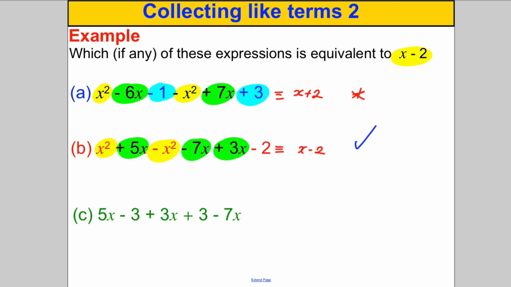And the last one, we've got 5x and we're going to add 3x, which is going to be 8x, and we're going to take away 7x, which is going to be a single 1x. And here we've got negative 3 plus 3, which is just going to be 0. So this one actually just in fact simplifies to just a single x, which doesn't match x subtract 2. So that again is not 1.